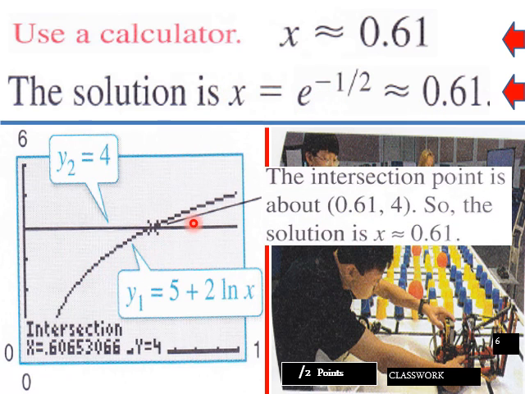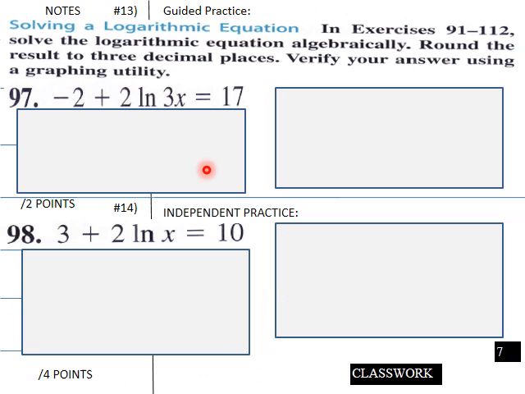And then here's the graph for it. So y2 would equal 4 here, then y1 would equal 5 plus 2 times natural log x. And then where this intersects, that would be your solution, and it works out to x equals 0.61. The trick here is to set your viewing window to get this graph. So we'll go over that in class.